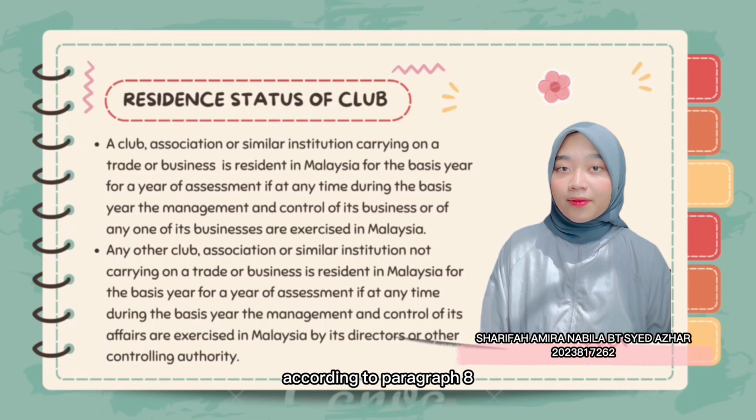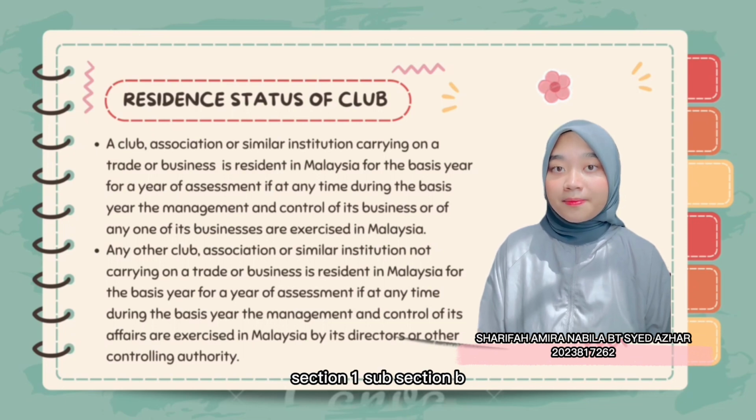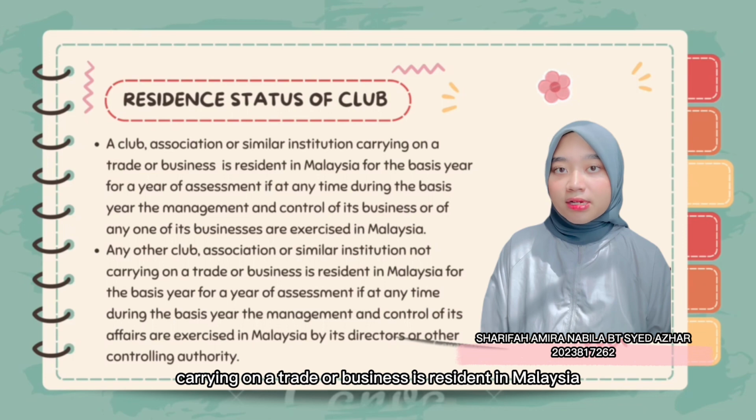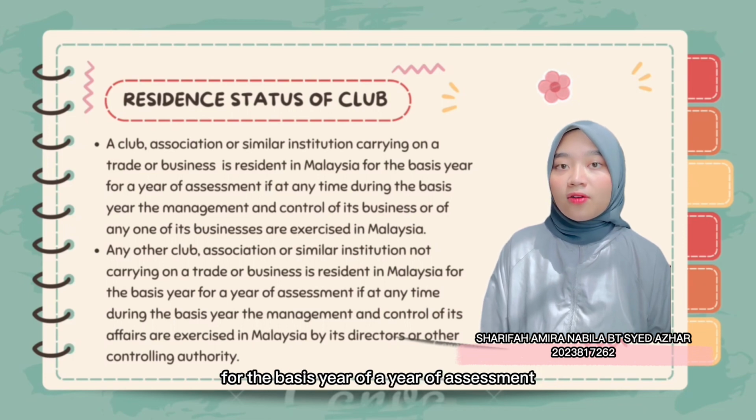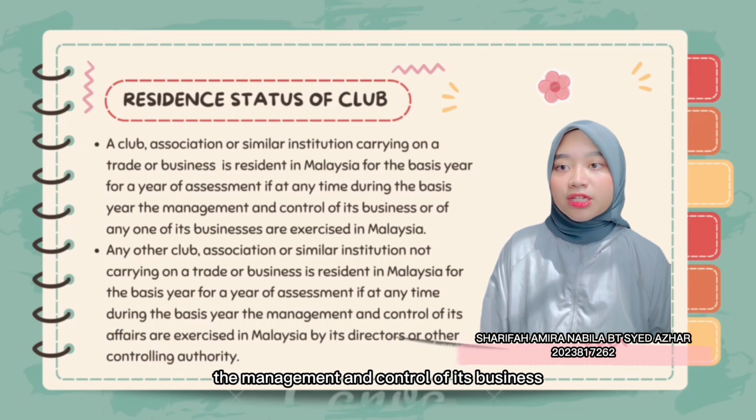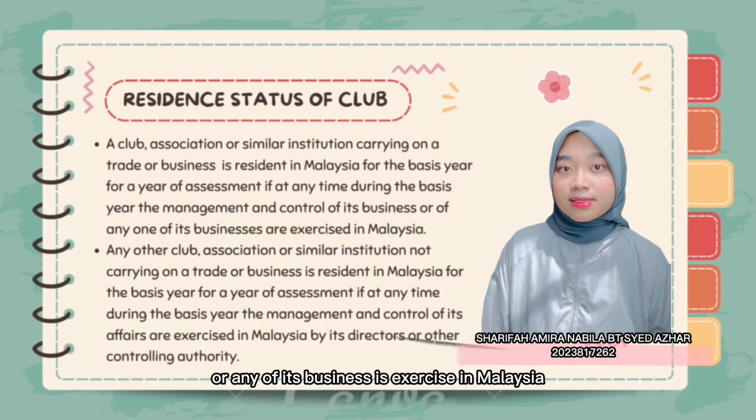According to paragraph 8, section 1, subsection B, a club, association, or other similar institution carrying on a trade or business is resident in nature for the basis year of a year of assessment if at any time during the basis year the management and control of its business or any of its business is exercised in Malaysia.